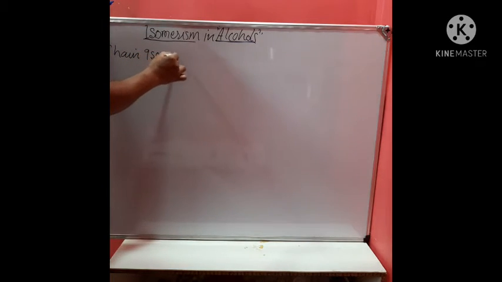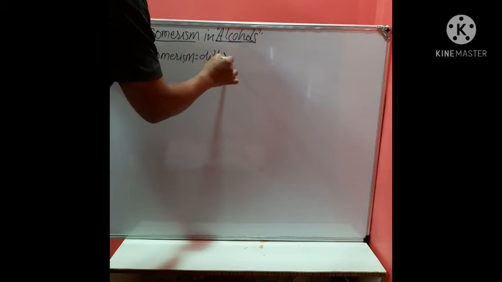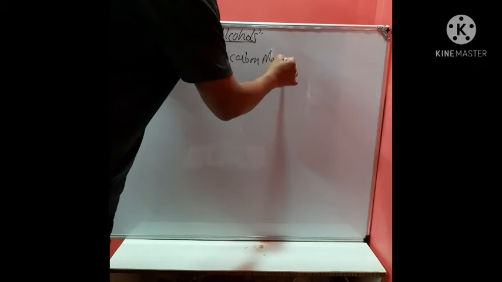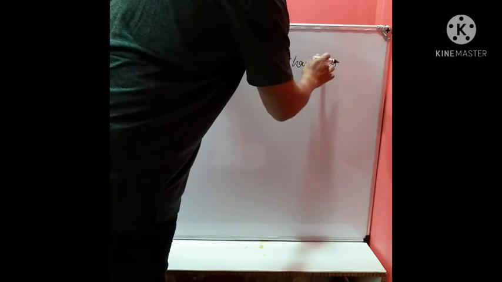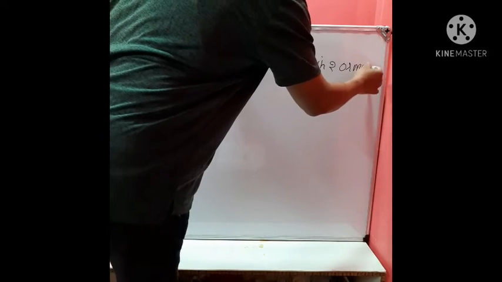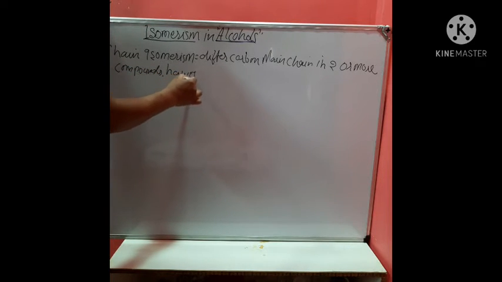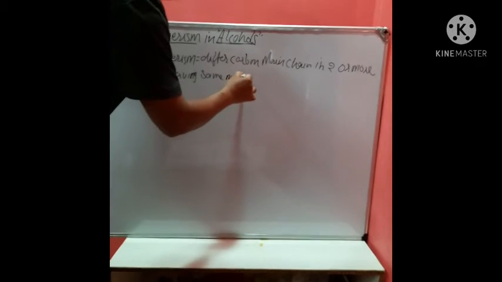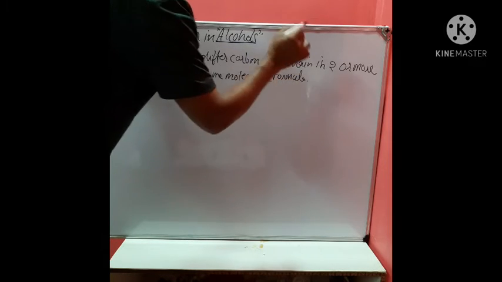Chain isomerism. What is chain isomerism? Differ in carbon main chain, in two or more compounds having the same molecular formula. This is called what? Chain isomerism. Now, can we give some example regarding it?